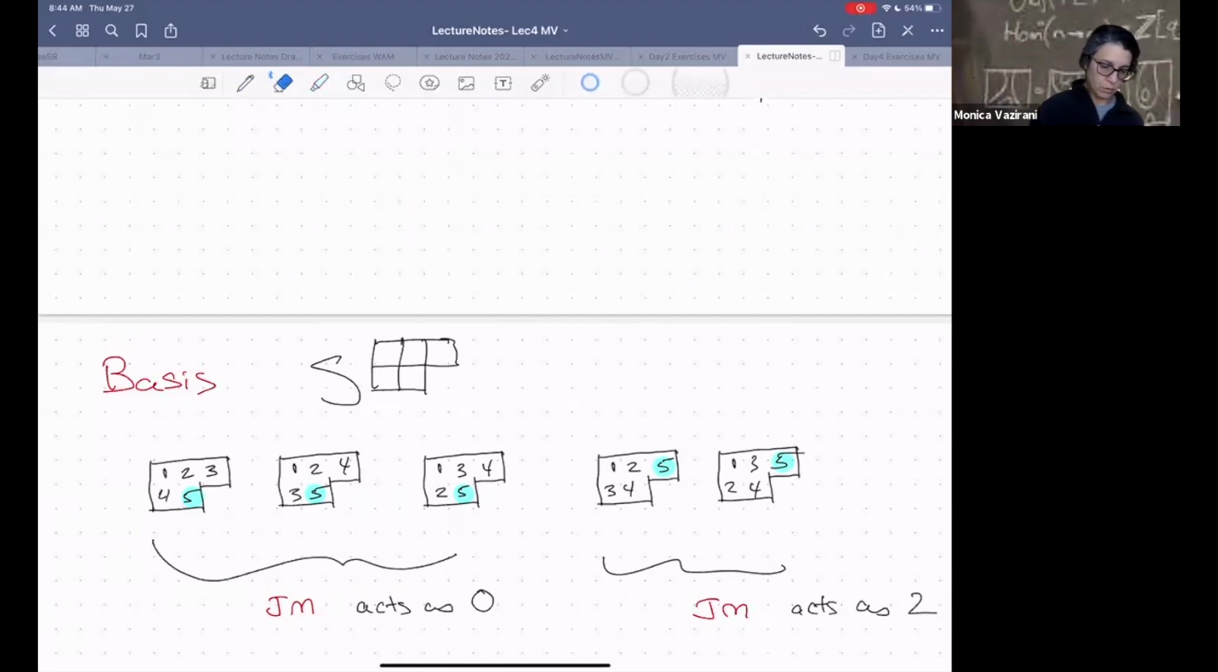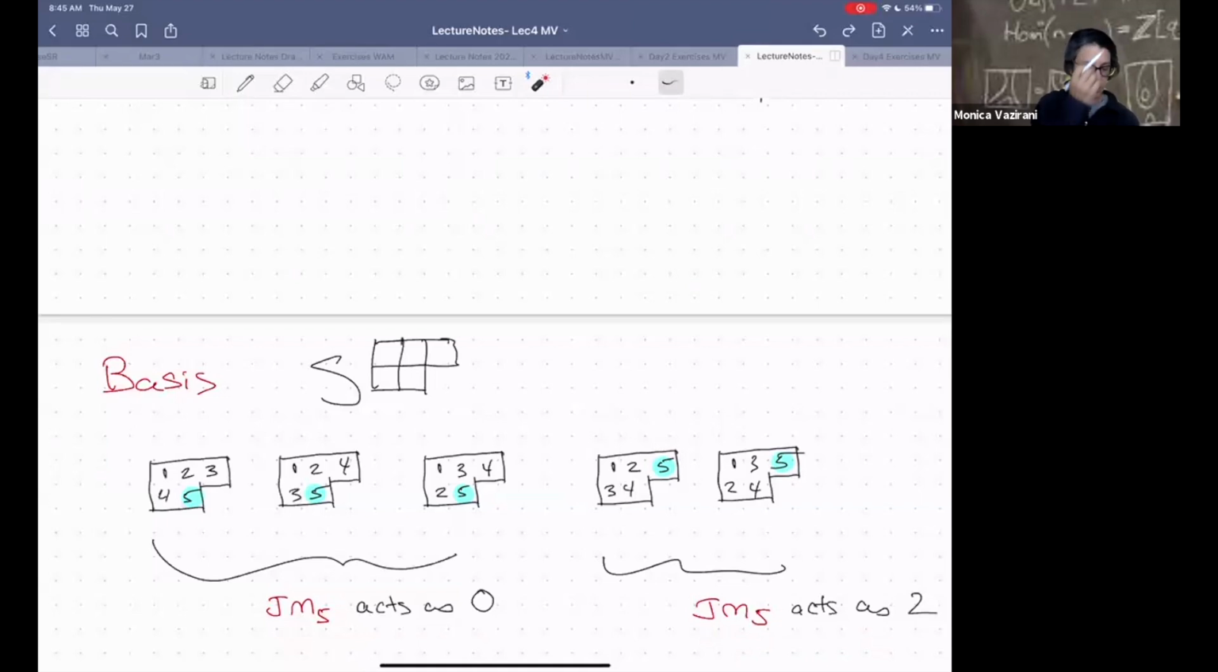So the Jucys-Murphy, oh no, was not a typo. Sorry. Before we asked how the central element acted, now we're just looking at the difference of the central elements. So I claim if we go back and unravel that, it's saying the Jucys-Murphy operator here is acting as 0. The Jucys-Murphy operator here is acting as 2.